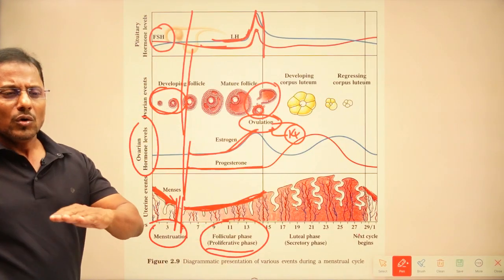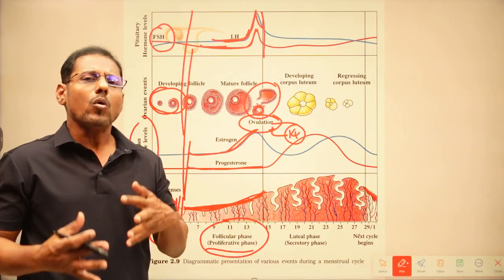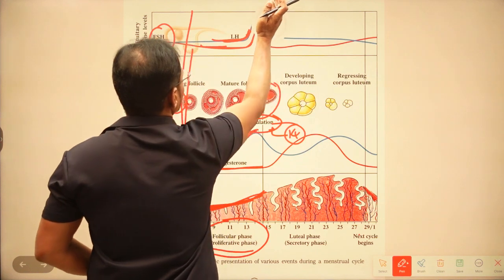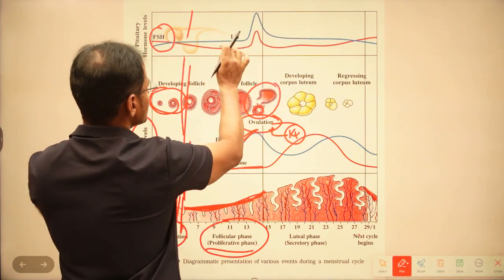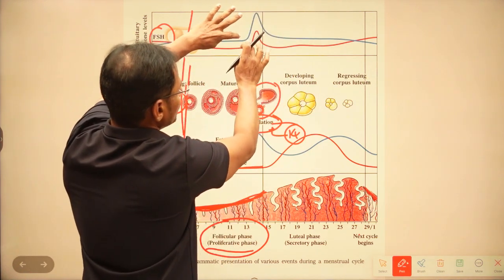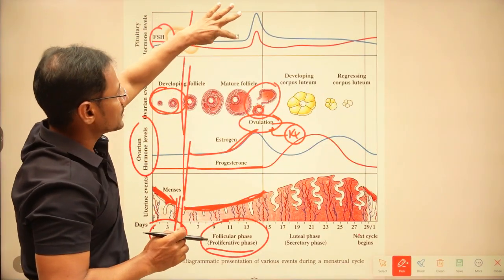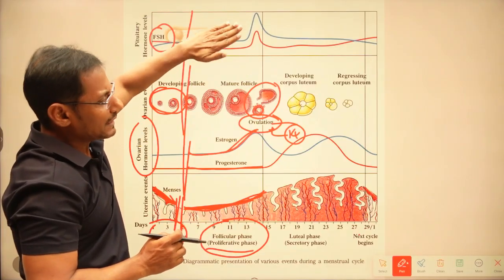LH surge is when suddenly a larger amount of LH is released. You can see the peak here. See, suddenly it is up to here. The level of the luteinizing hormone is normal, and it is maintained stably.